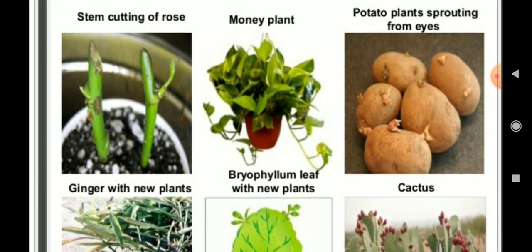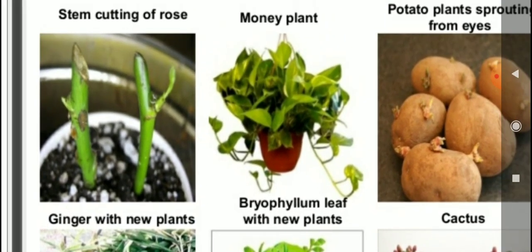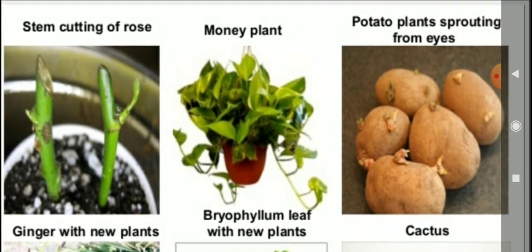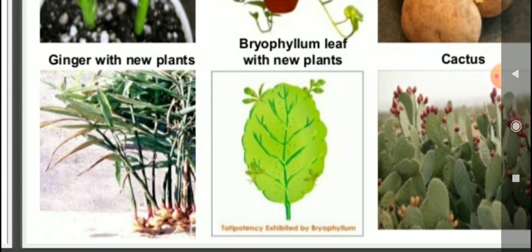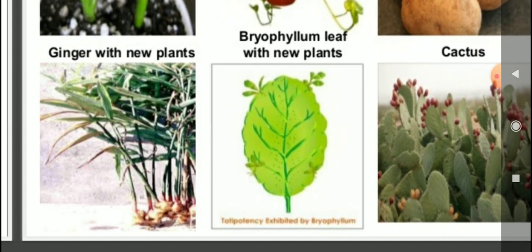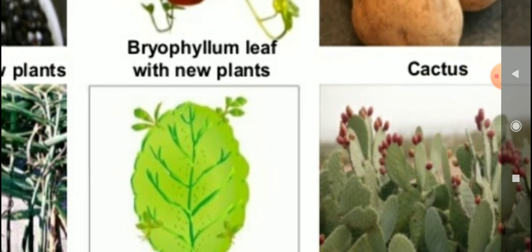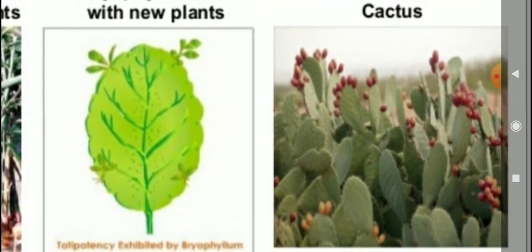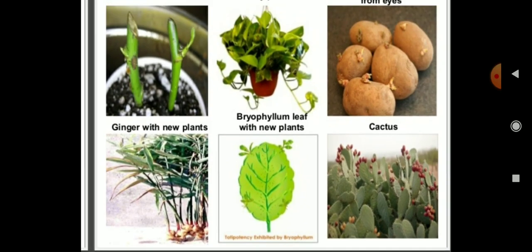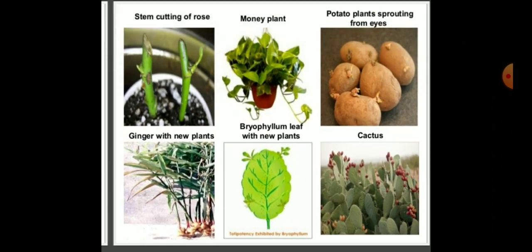Vegetative propagation types. All of you see this picture, students. Stem cutting of rose. Next one, money plant. Next, potato plant sprouting from eyes. Then next one, ginger with new plants. This one is a bryophyllum leaf with new plants. Next one, cactus. This is a cactus plant. These plants are also vegetative propagation types. Can you understand the examples of vegetative propagation?